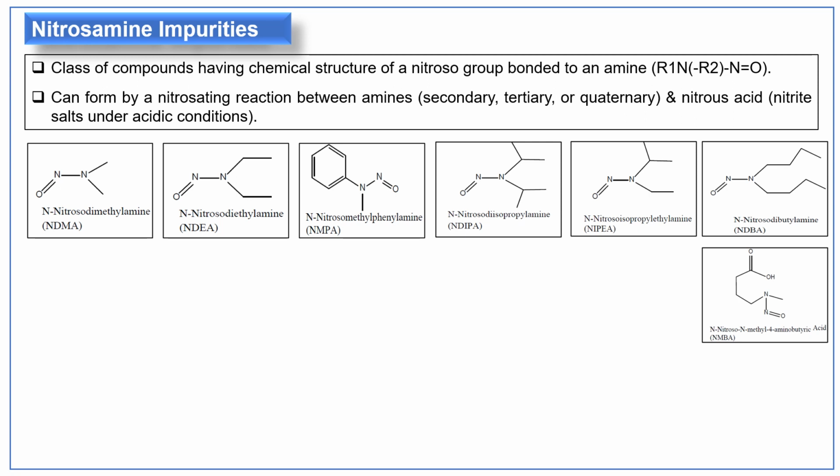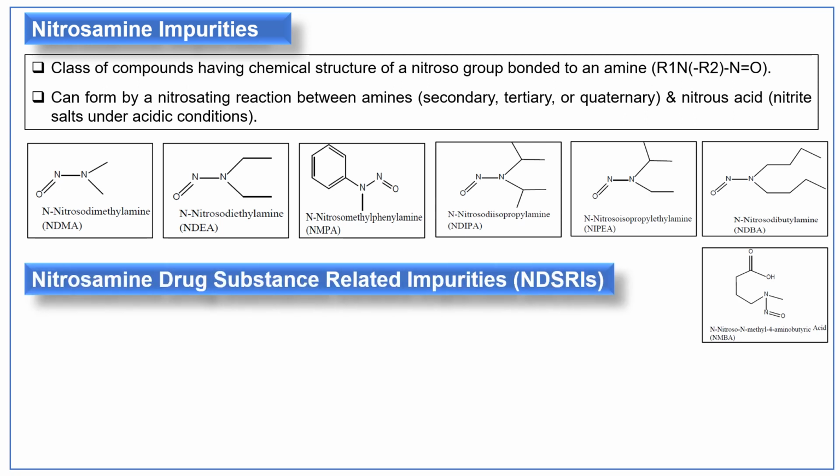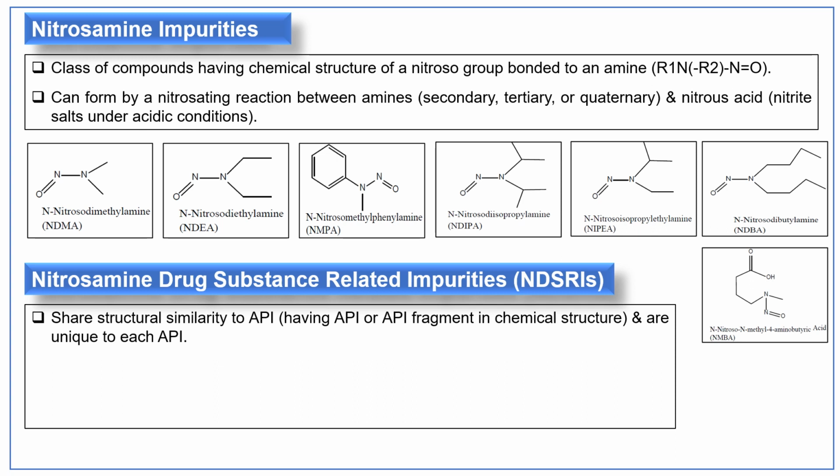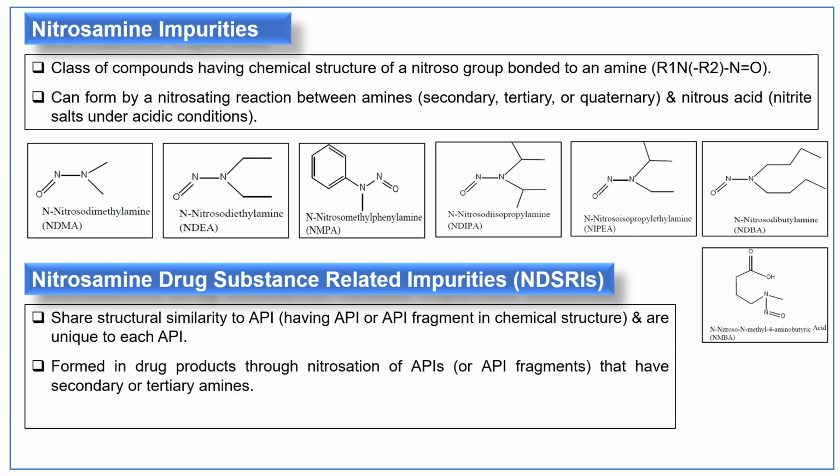Apart from these seven nitrosamine impurities, after the development studies, there are other compounds described as nitrosamine drug substance related impurities. So what are these? They share structural similarity to the API, having the API or an API fragment in their chemical structure, and are unique to each API. They are formed in the drug products through nitrosation of APIs or fragments of APIs that have secondary or tertiary amines, and they lack the carcinogenicity and mutagenicity data derived from animal studies.